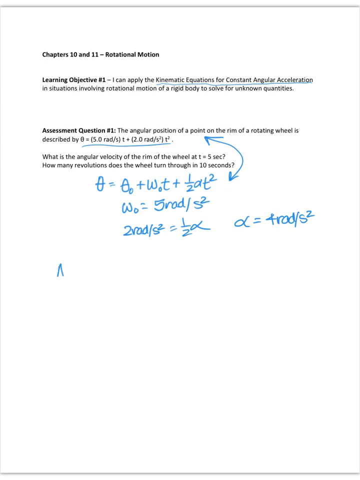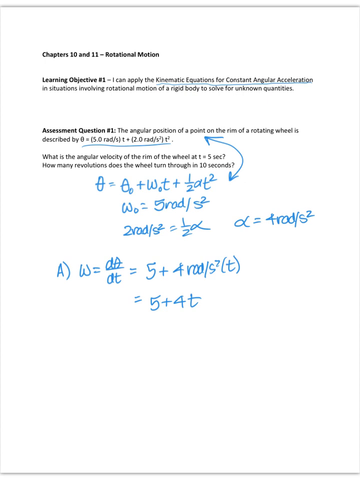Okay, so for the first question, we're asked for the angular velocity of the rim of the wheel at 5 seconds. We're given theta as a function of time. We should remember that omega is the derivative of theta with respect to t. And so if we take the derivative of that expression, we're going to get 5 plus 4 radians per second squared times t. So it's going to be 5 plus 4t.